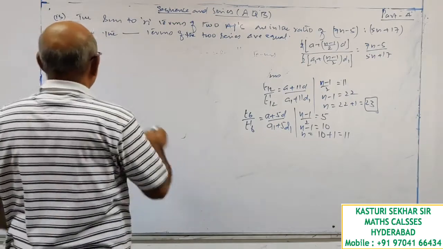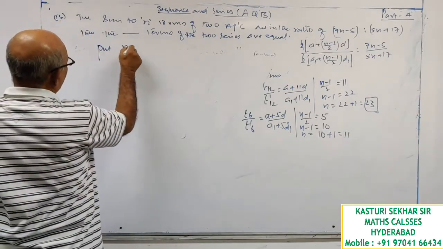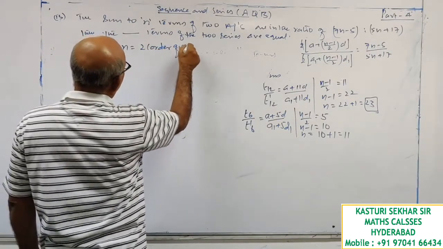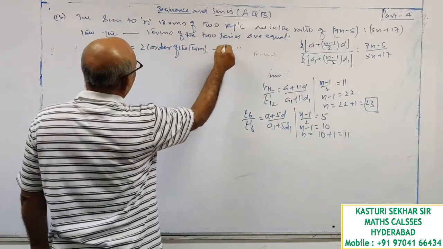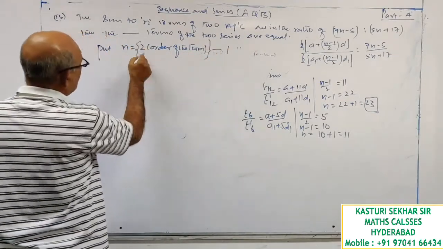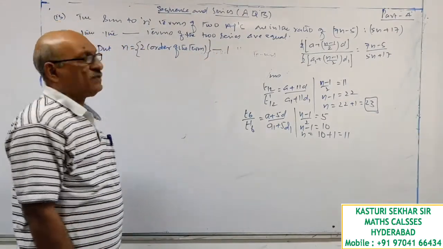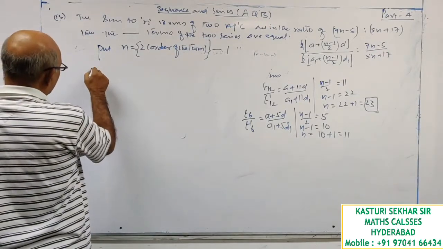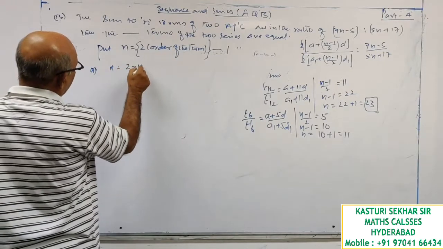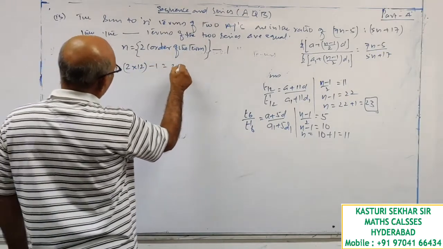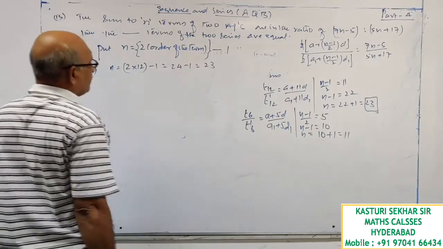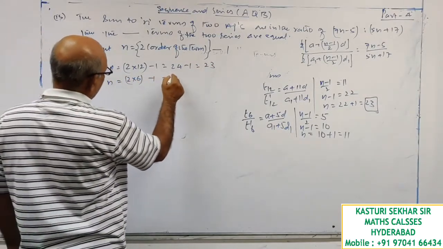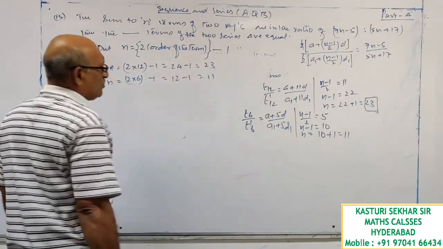To find the ratio, put n is equal to 2 times the order of the term minus 1. So for option A, n is equal to 2 into 12 minus 1, so 24 minus 1, 23, I substituted. For option B, n is equal to 2 into 6 minus 1, 12 minus 1, 11, I substituted.